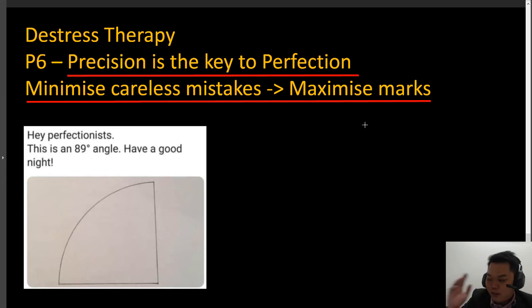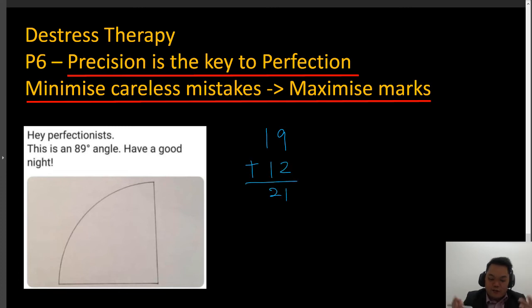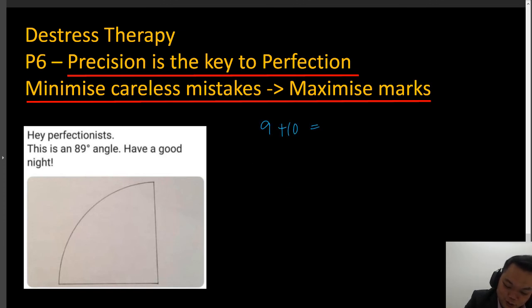Be patient in your exam. Something like 19 plus 12, you get 21. Or you do something like 9 plus 10 equals 21. Do not make this kind of mistake. Whatever you do, make sure you do it carefully, okay?